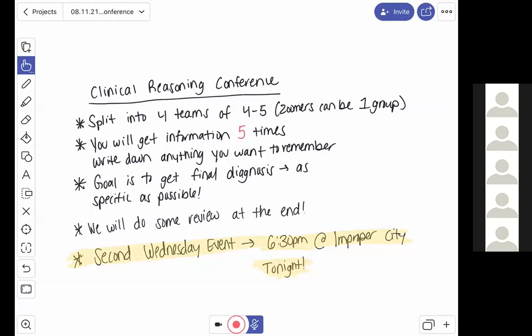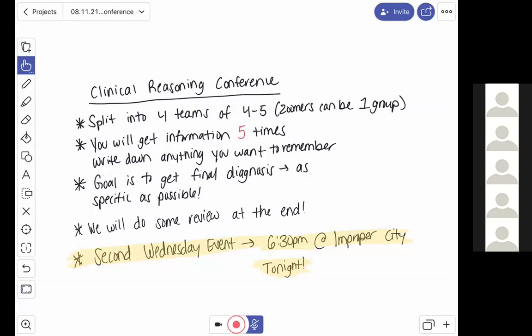You guys will notice that you have paper at each of your tables and markers. Today, we are going to do a clinical reasoning conference. Some of the students that were here last month might remember this type of conference. Basically, I will give you information 5 times during the course of conference, and you will have a chance to come up with a differential diagnosis for why you think this person is here in the hospital.